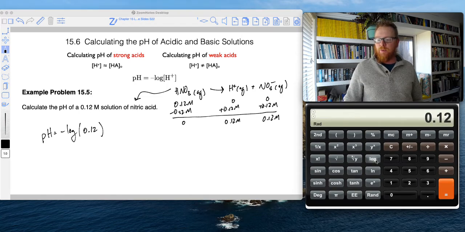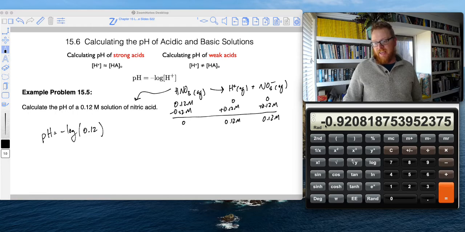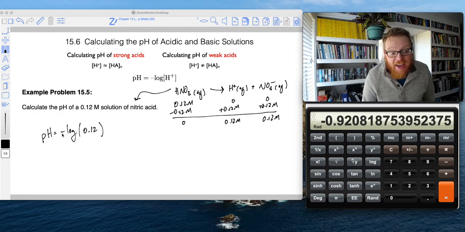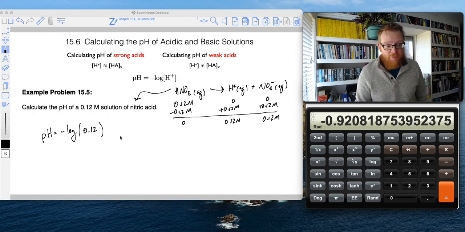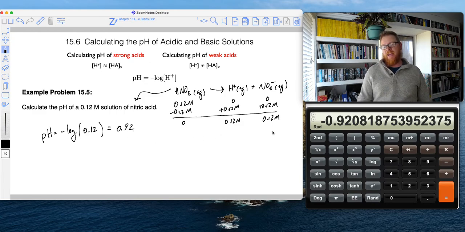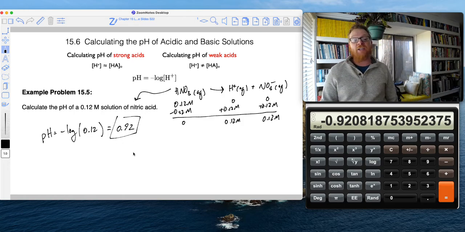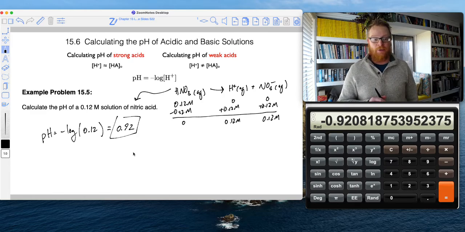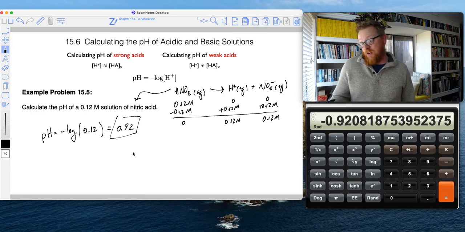And so the way I do that over here is by saying 0.12, and I'm going to push the log button. And notice it gave me a negative, so I'm just going to multiply that by the negative sign, and that's going to be 0.92 for the pH of this solution. Okay, so 0.12 molar nitric is really acidic, 0.92 on the pH scale. Okay, so that's it for calculating the pH of a strong acid.